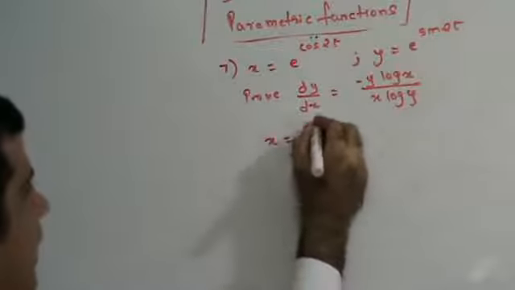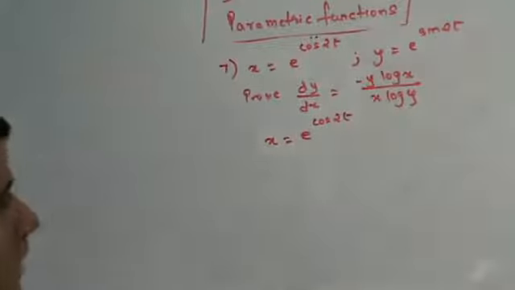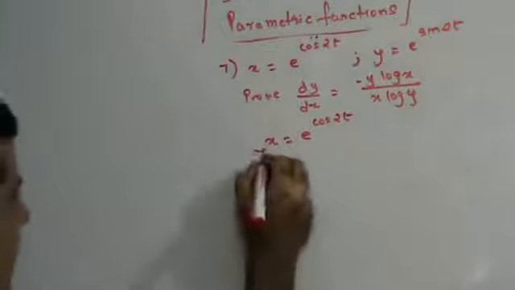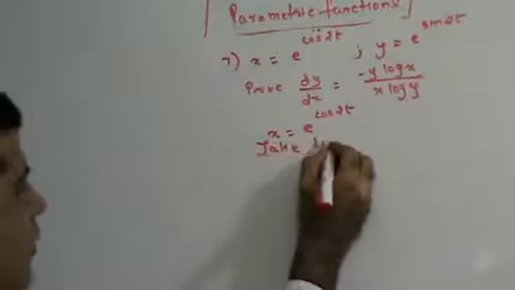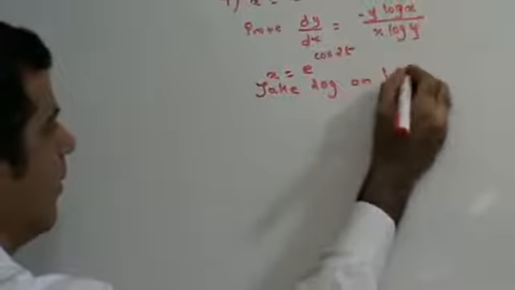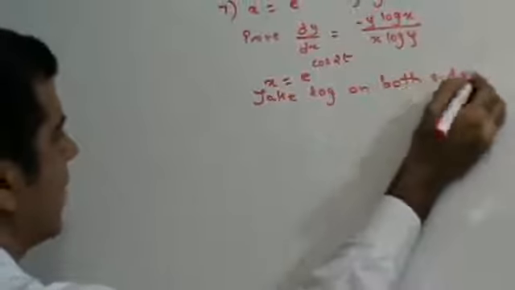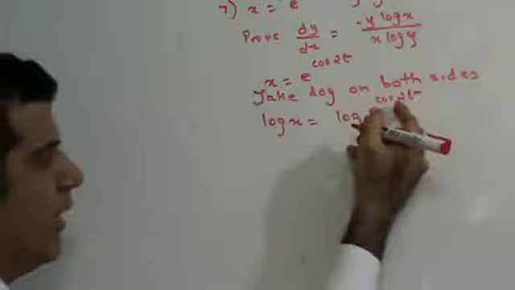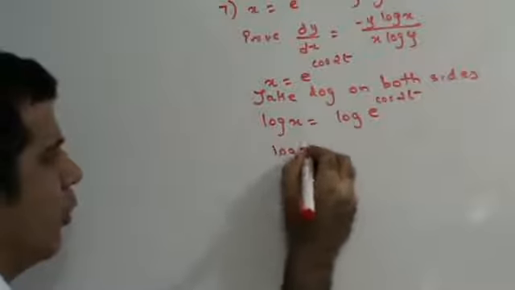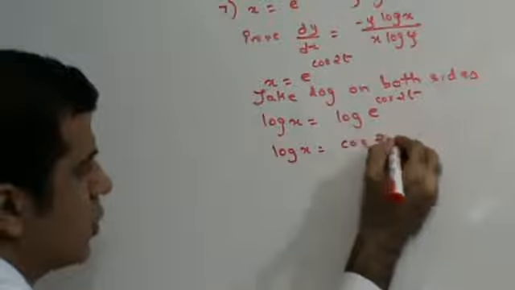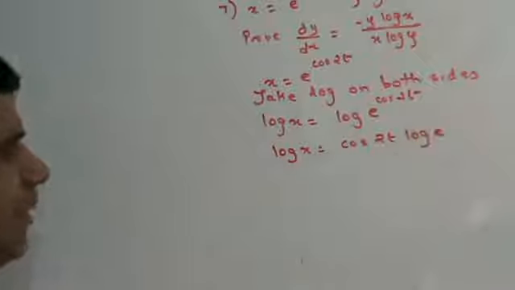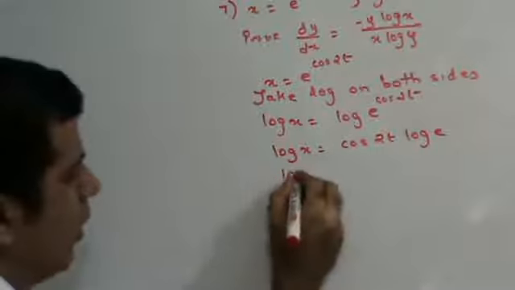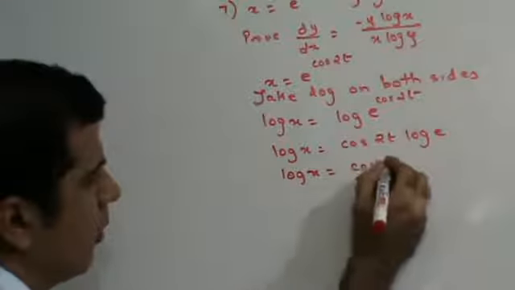x is equal to e raised to cos 2t. Since there is a variable in the indice, you will take log on both sides. If I take log on both sides, I will get log x is equal to log of e raised to cos 2t. Right? Whatever is the number in the indice comes before log. So you will get log x is cos 2t log e. We know the value of log e to be 1, so this is going to be cos 2t.